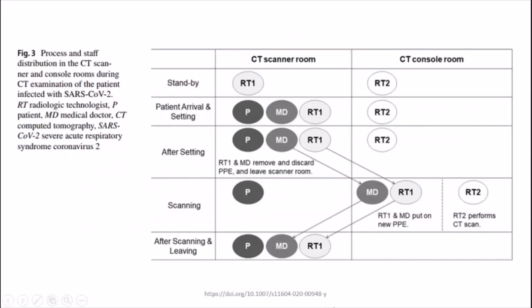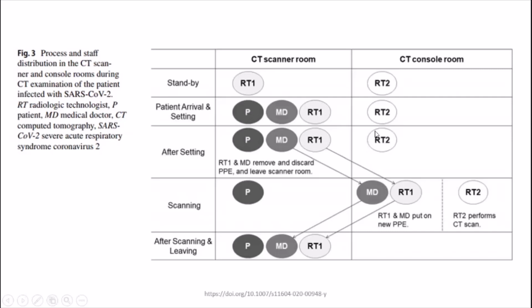This is a scheme showing the steps that we just mentioned. In the CT scanner room, you have technologist number one. In the console room, technologist number two. This technologist is wearing his PPE, waiting for the patient and the doctor to arrive. In the next step, the three of them are in the scanner room. The technologist and the doctor will put the patient on the table. Then they will remove their PPE, wash their hands, and leave the room.